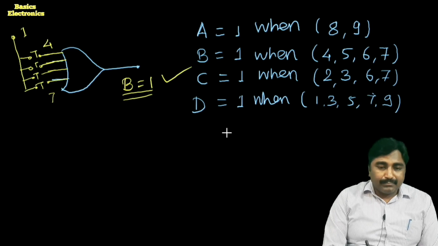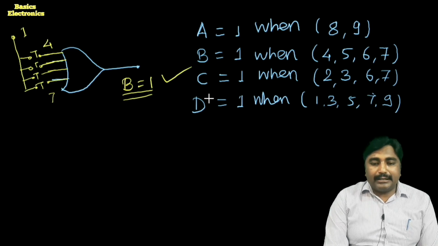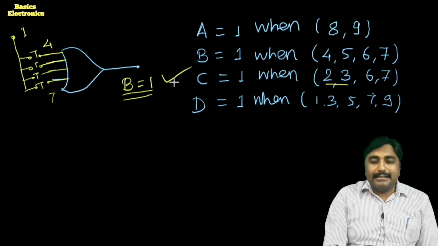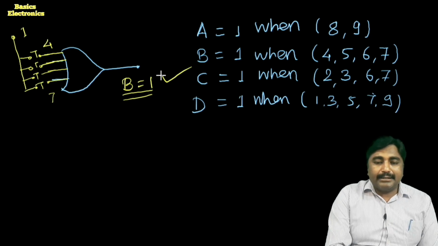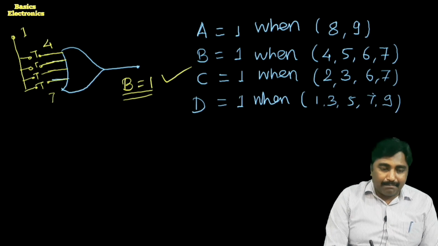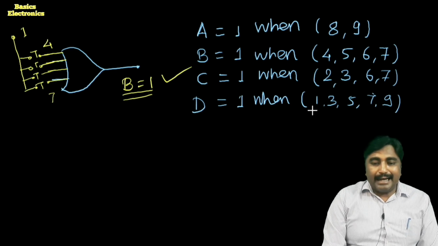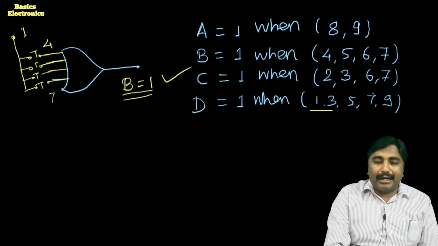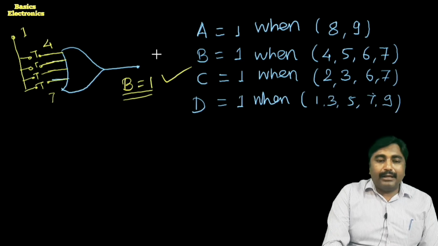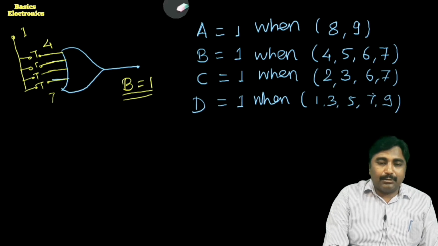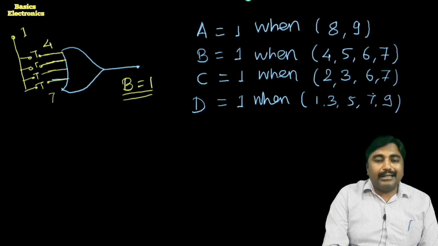Okay, now the third one. For the third, C is equal to 1 when 2 number, 3 number, 6 number and 7 number are pressed. When we consider the LS bit gate, then 1 number, 3 number, 5 number and 7 number are pressed. Accordingly, we require to make the connections, and the connections are shown in this logic diagram.